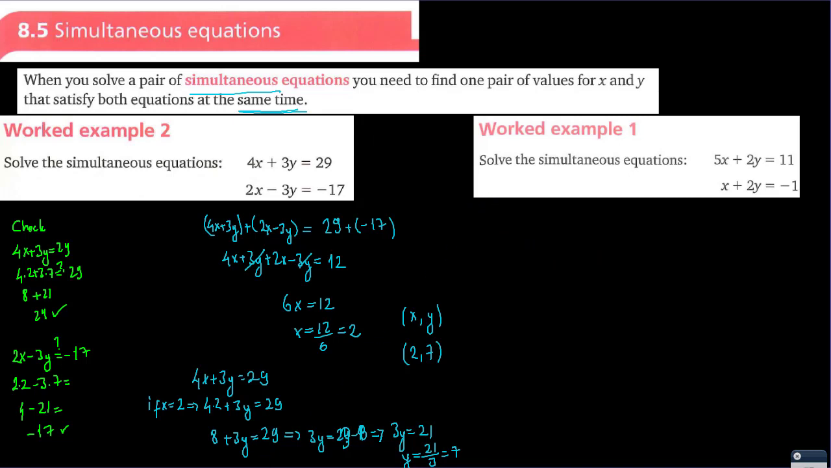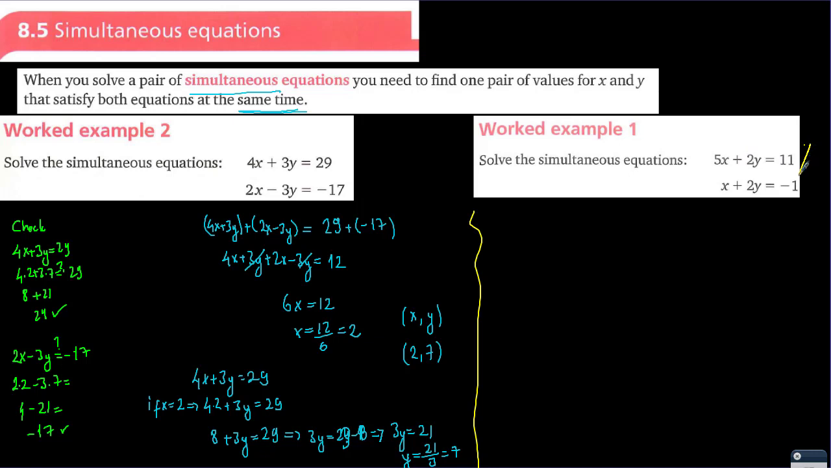Okay, let me solve another question here. Solve the simultaneous equations. This time it is not easy to eliminate because they don't have different signs. When I am adding, I'm going to add both of them.